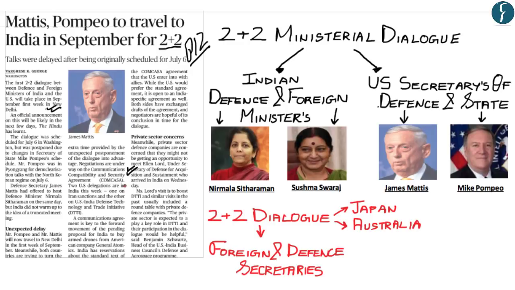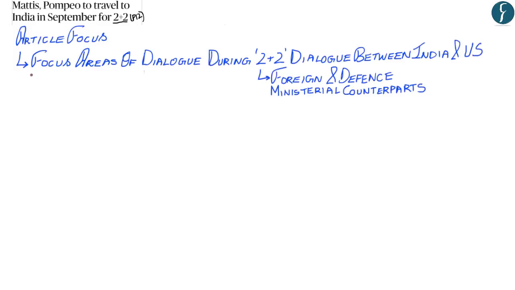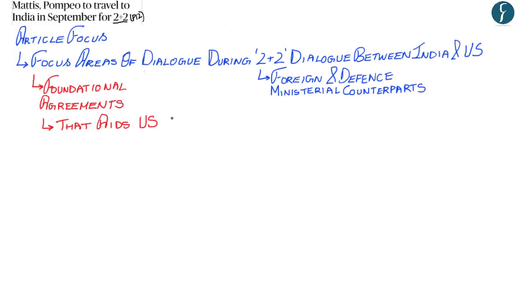So now let us understand the various foundational agreements that have been signed between India and the United States or are currently under negotiations between India and the United States. Now what this article talks about is that it provides the focus areas of dialogue during the 2+2 dialogue between India and the United States. The main focus areas would be the foundational agreements that aid the United States in defense cooperation with other countries.